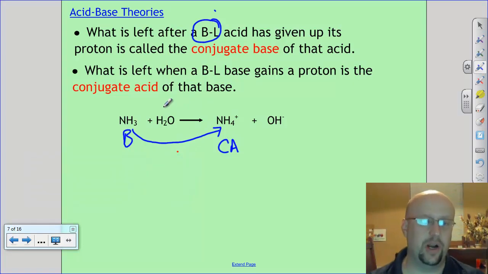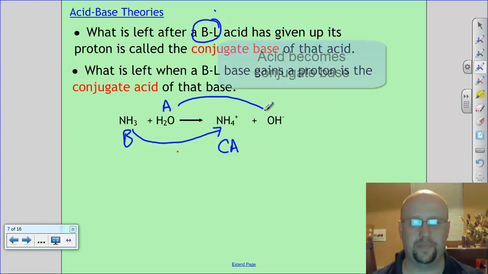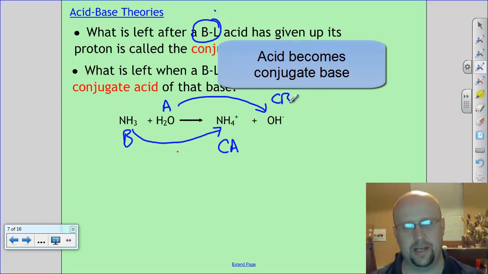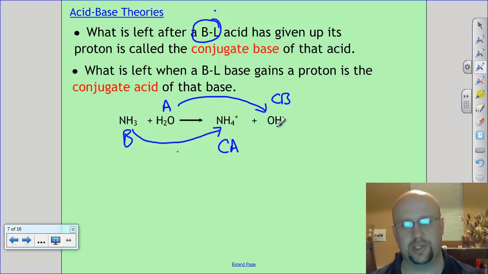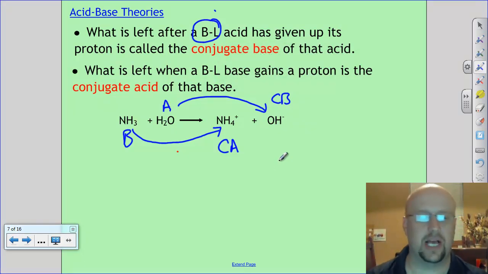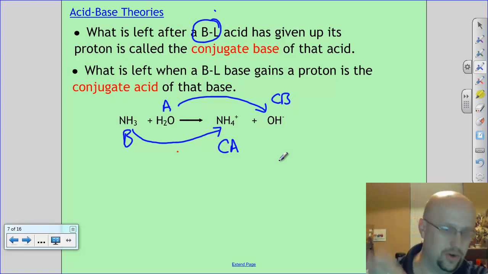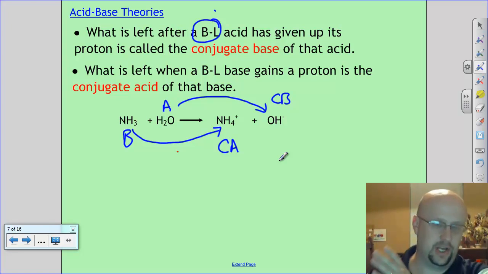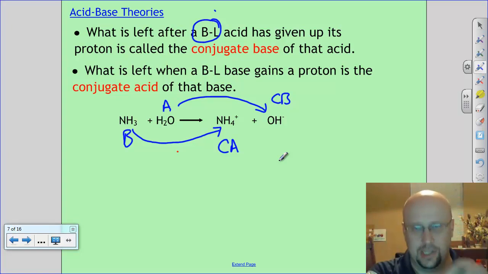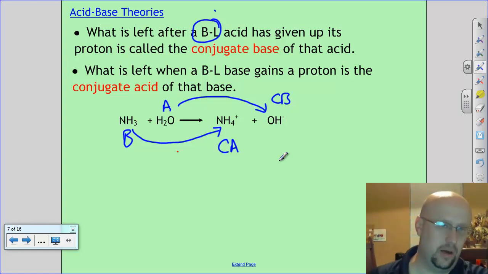Now, what's kind of weird about this is that in this case, it actually makes water an acid, because water is going to give up a hydrogen. The conjugate base here is the hydroxide, because after we lose an H+, what's left is OH-. We'll walk through several of these in class to practice them, but essentially what you need to know is whatever gains a hydrogen, that's the base, and what it turns into after it gets the hydrogen is the conjugate acid. The acid loses the hydrogen, and it becomes the conjugate base.